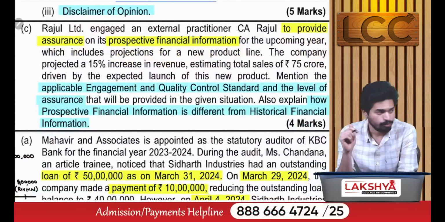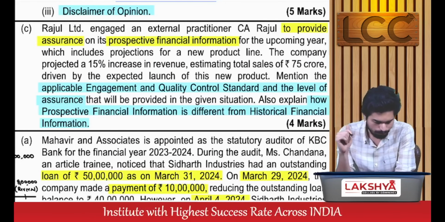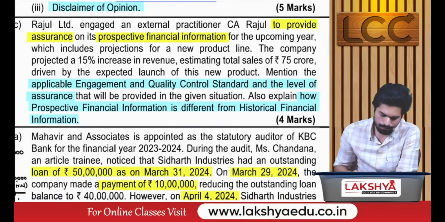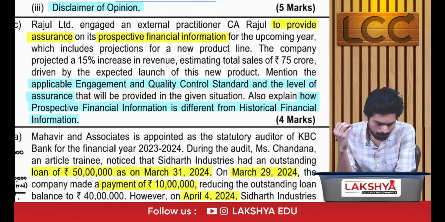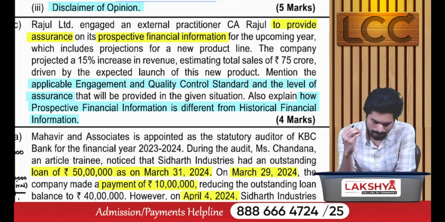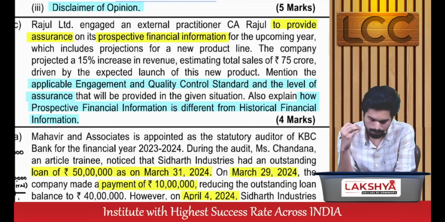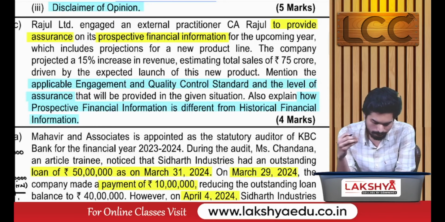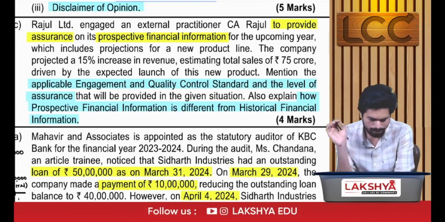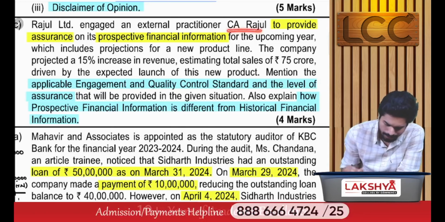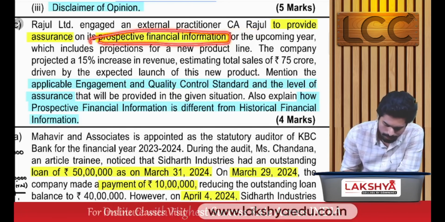Next, 2C. Rajul Limited engaged an external practitioner, CA Rajul, to provide assurance on its prospective financial information for the upcoming year, which includes projection for a new product line. The company projected a 15% increase in revenue, estimating total sales of 75 crores, driven by the expected launch of this new product. Mention the applicable engagement and quality control standard and the level of assurance that will be provided in the given situation. Very, very simple. See here, Rajul has been engaged to provide assurance on what? Prospective financial information.